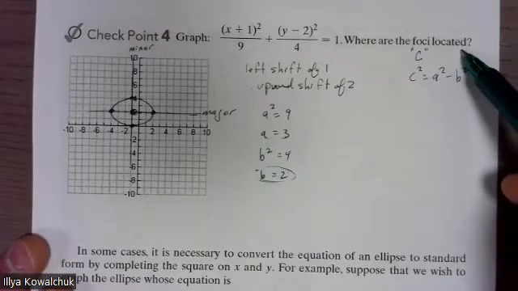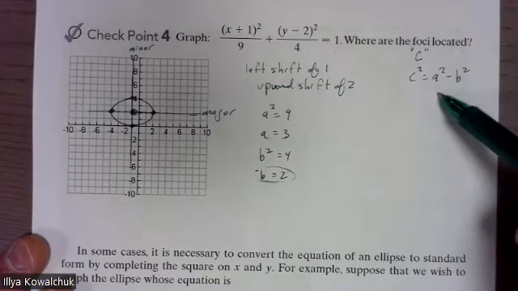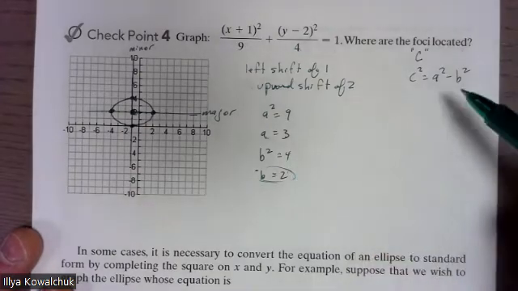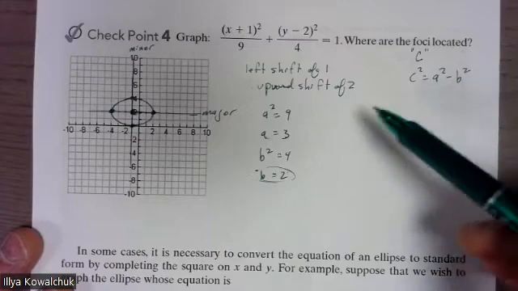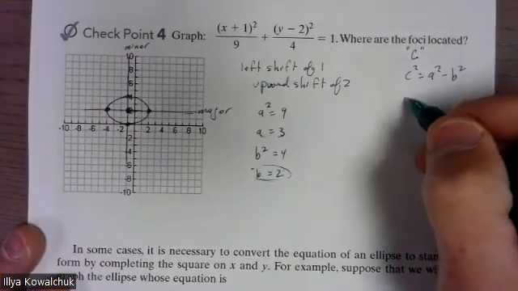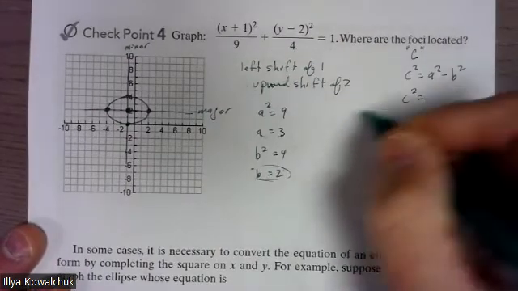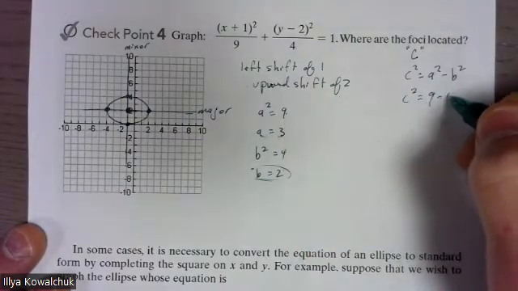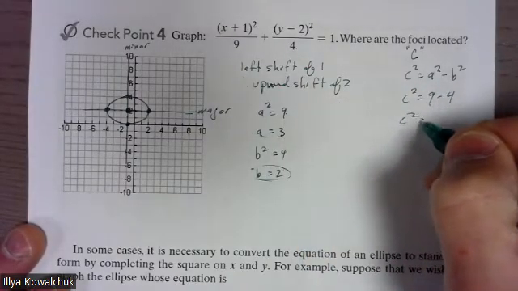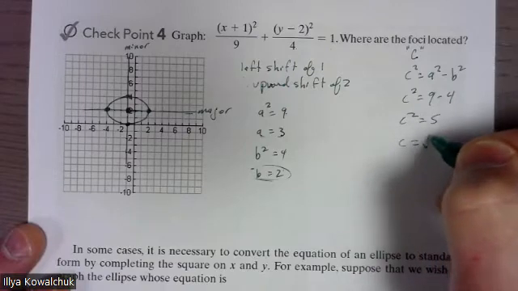So how do we do that? Well, let's think about that in terms of our original equation. Just like we solved for a and b, we can solve for c and then translate those points. So let's go ahead and do that. c squared is equal to a squared, which is 9, minus b squared, which is 4. So c squared is equal to 5. Therefore, c is equal to root 5.